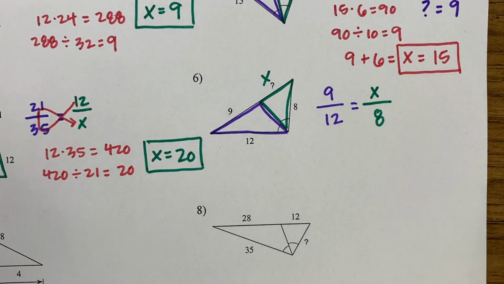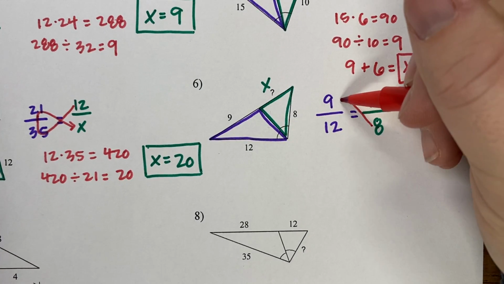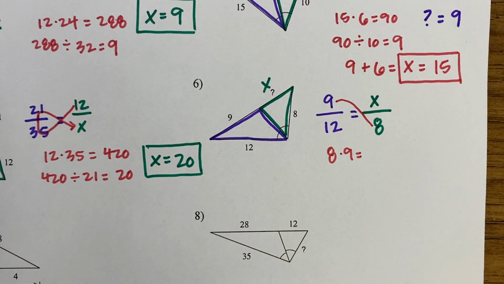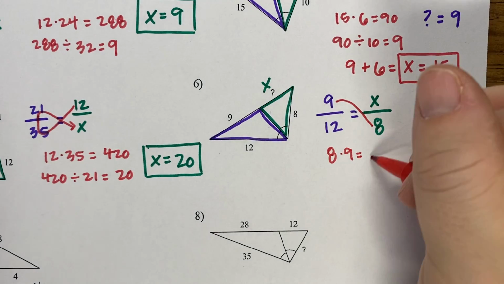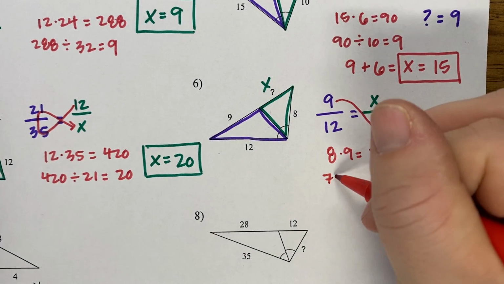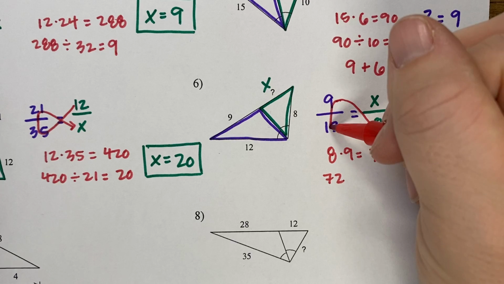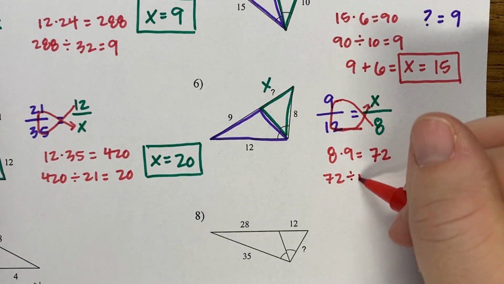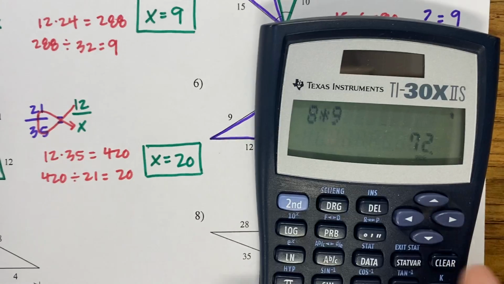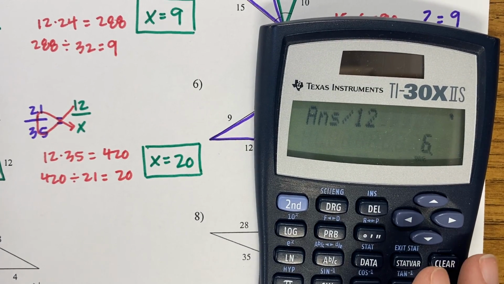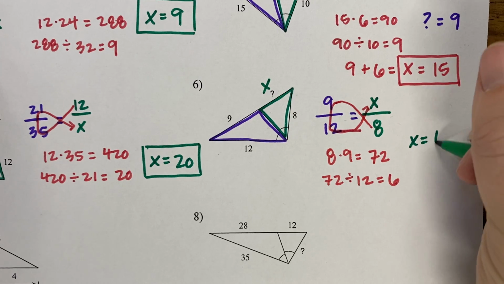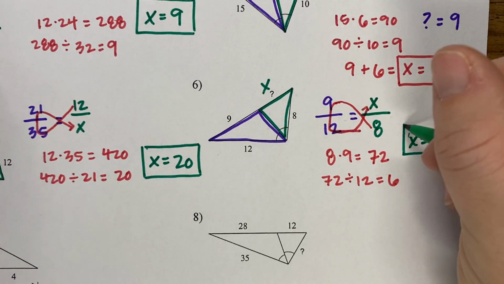Okay, now we can go ahead and solve. So 8 times 9, to cross multiply. That's going to give me 72, I believe. I'm just going to double check that. Yep, 72. And then we're going to take 72, divide it by 12, which will give us our x. So 72 divided by 12 gives us 6. Okay, so we know that that missing side on our green triangle is equal to 6.